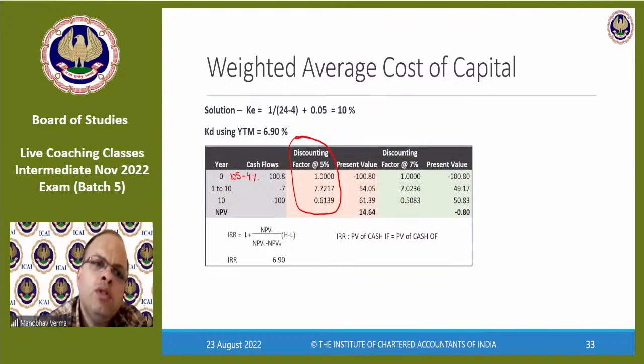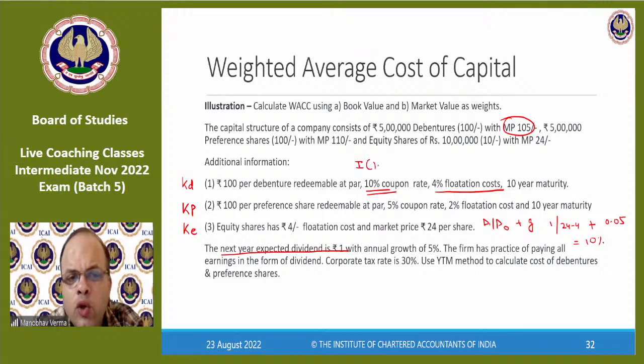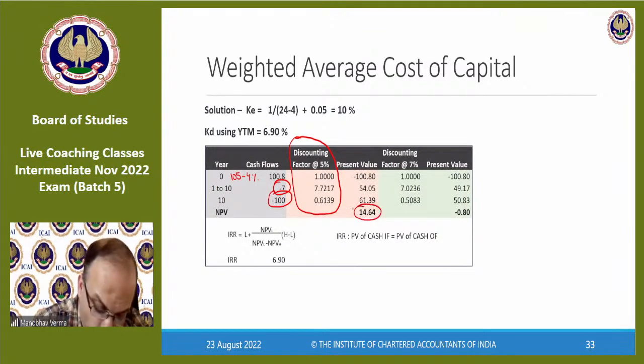Then we are talking about the interest. So guys, interest is 10% every year, but there is a tax rate also. So interest into 1 minus T. So 10 into 1 minus 30% will give me a 7 interest. So 7 is the interest the company will be paying for 10 years. And at the end of the 10th year, the debenture will be paid off at 100. So when we do the discounting of all these numbers using the present value factors, I'm getting a positive 14.64.